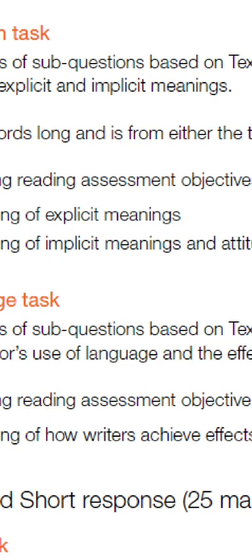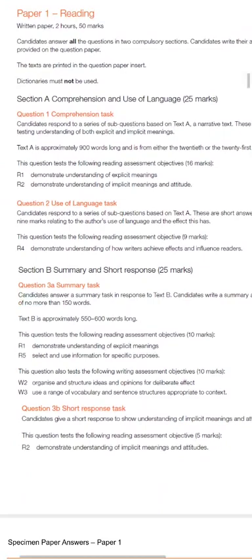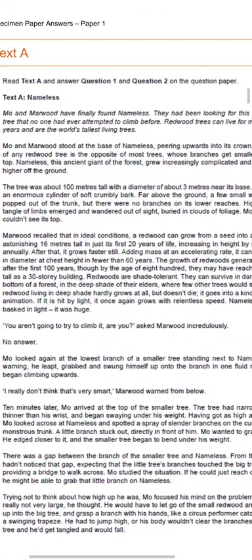Now you must be very clear about these things, that explicit means the answer is clearly written there in the text, and implicit means that the answer is written between the lines. It is not clearly mentioned. You have to read, you have to infer the meaning, and you have to write the answer in your own words.